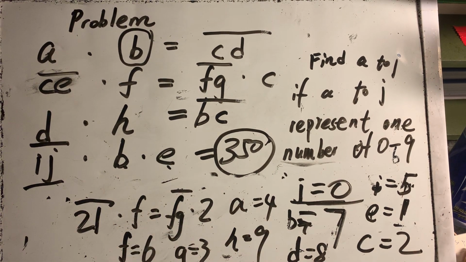So it works. So we get the result for this problem, which is A is equal to 4, B is equal to 7, C is equal to 2, D is equal to 8, E is equal to 1, F is equal to 6, G is equal to 3, H is equal to 9, I is equal to 5, J is equal to 0. And here we come to the end of this chapter. I hope you have learned a lot. See you next week. Bye!